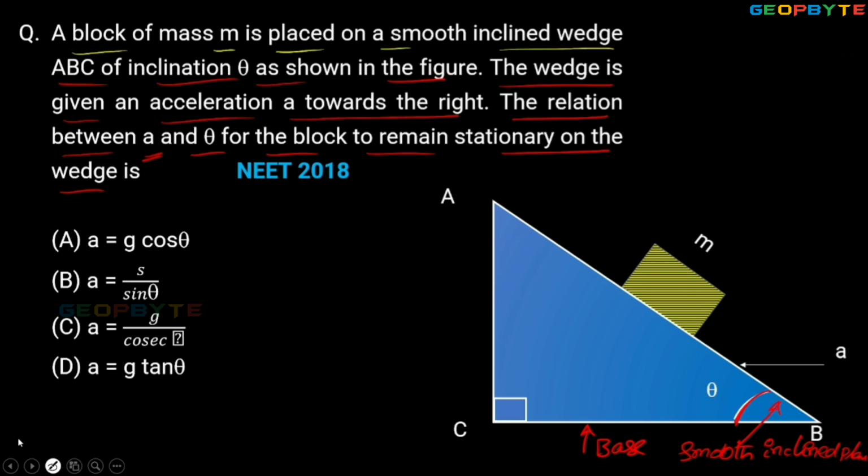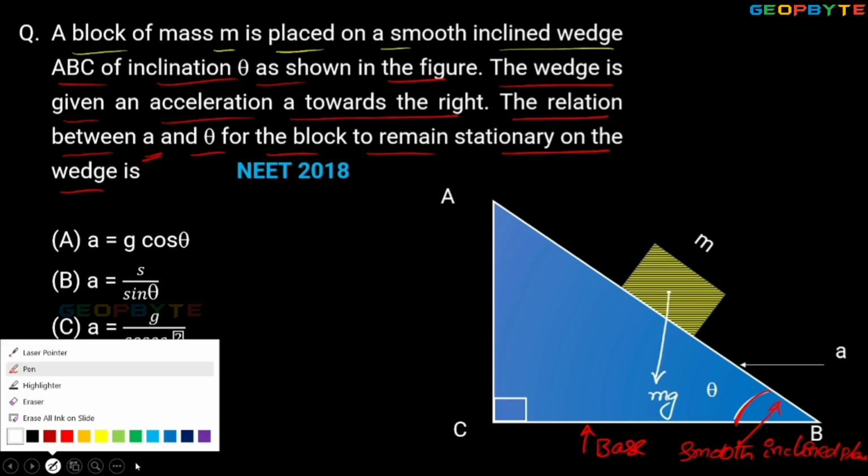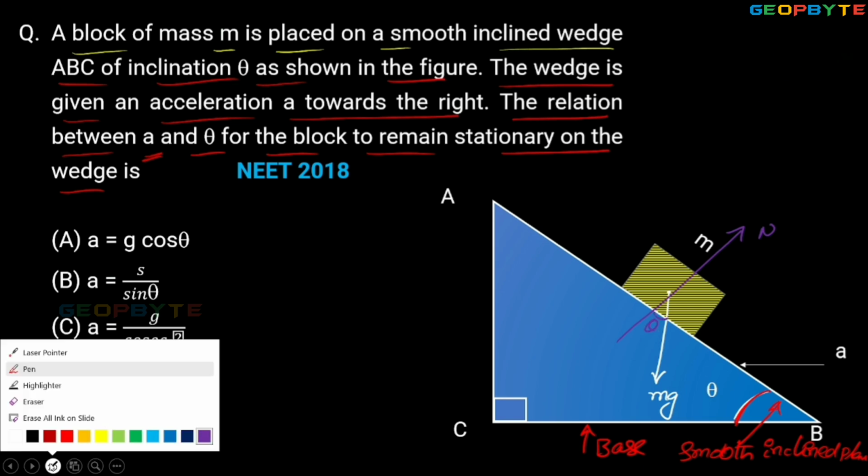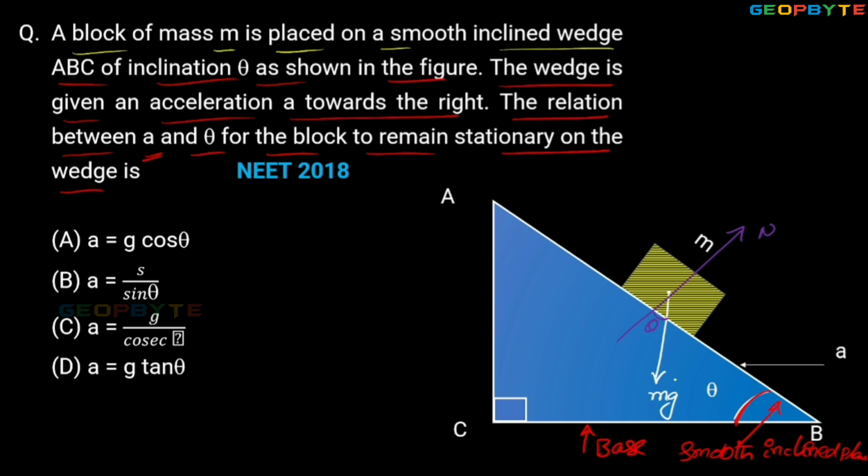components of weight. Weight is acting vertically downwards, mg. Let me mark the normal reaction. This is the normal reaction line. Then this is theta. Since weight is acting at an angle theta with the normal reaction, it develops two components of weight. This is mg cos theta and this is mg sin theta.